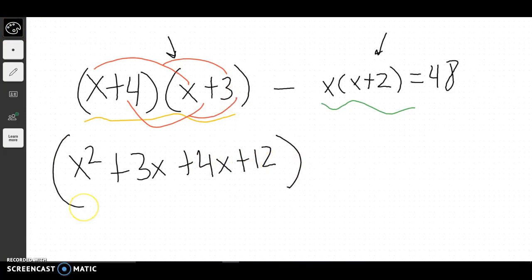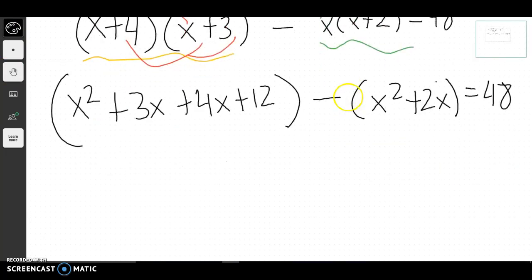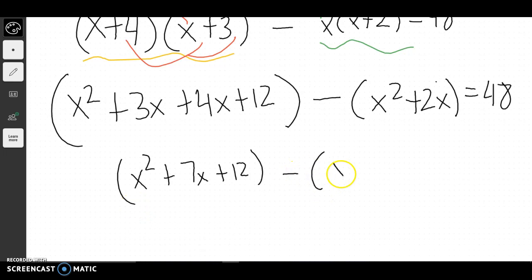And I'm going to keep this in parentheses because I want to combine some stuff. Then we're going to subtract it from this side here. I would want to distribute that x, and I would get x squared plus 2x. That equals 48. Now what I would want to do is combine like terms over here. So I get x squared plus 7x plus 12 minus x squared plus 2x equals 48.